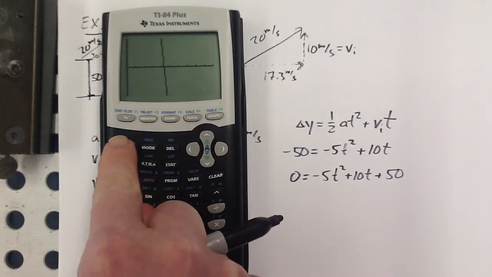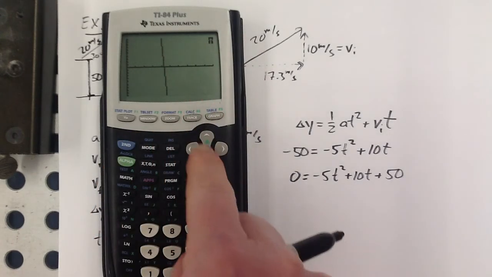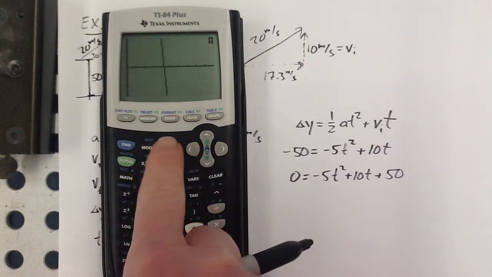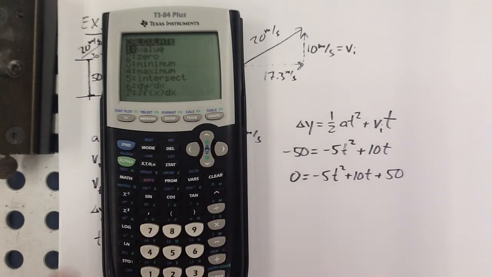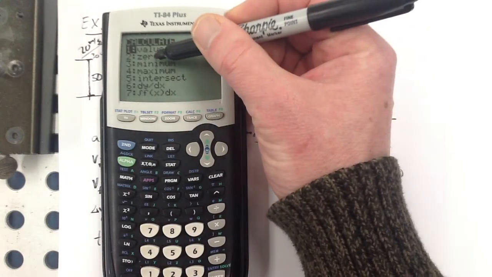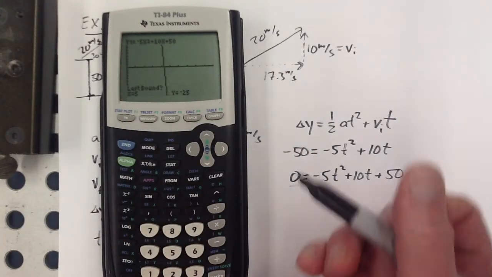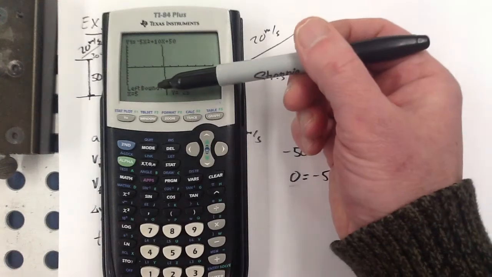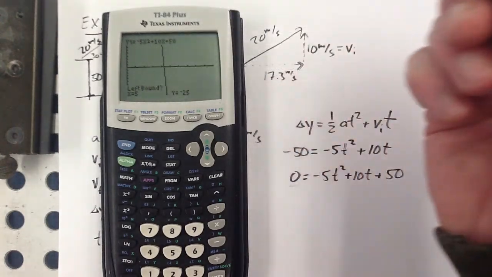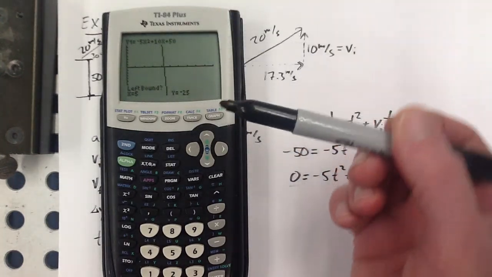But if I want to find it exactly, or find the calculator's best approximation of what it is, I'm going to go second, calculate. That's second, and the button that says trace there. And I'm going to go to the zeros because I'm trying to find the zeros, or the 0 in this case. So I'm going to scroll down to that and hit enter, or you can just hit the number 2. That will do it also. Okay, now the calculator is going to ask you for left bound, right bound, and then guess. It's going to prompt you 3 different times.